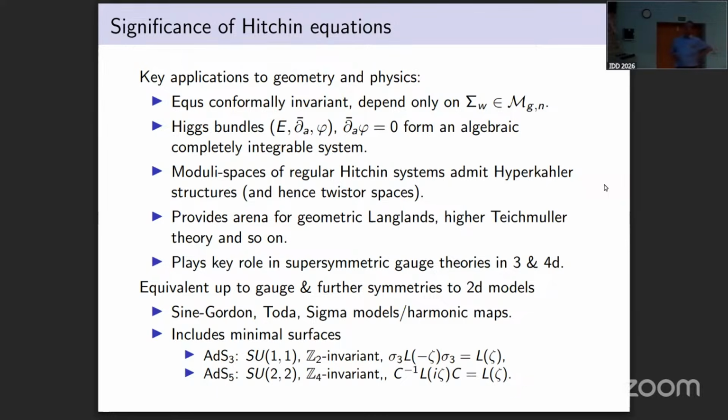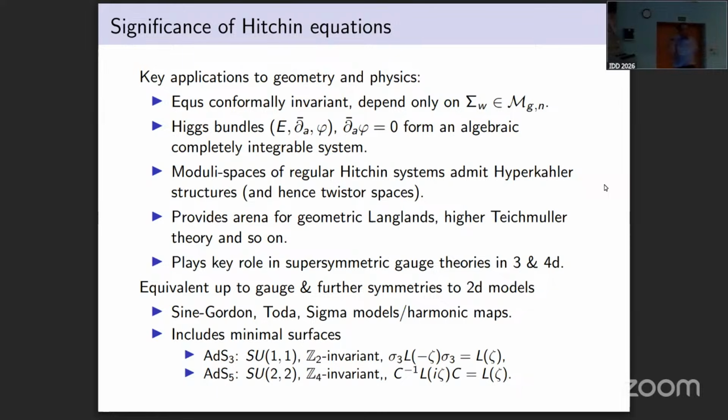And that in itself became intensely studied by pure mathematicians. So it provided the arena for the geometric Langlands program, which is still very busy, although it's being cleared up slowly by the pure mathematicians. Higher Teichmüller theory, so these moduli spaces have Teichmüller components, and they have higher Teichmüller components that are quite mysterious still. But also the physicists got very excited.